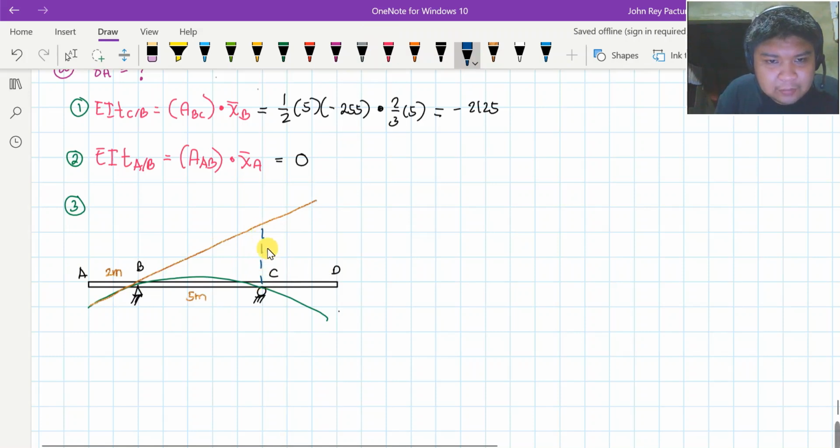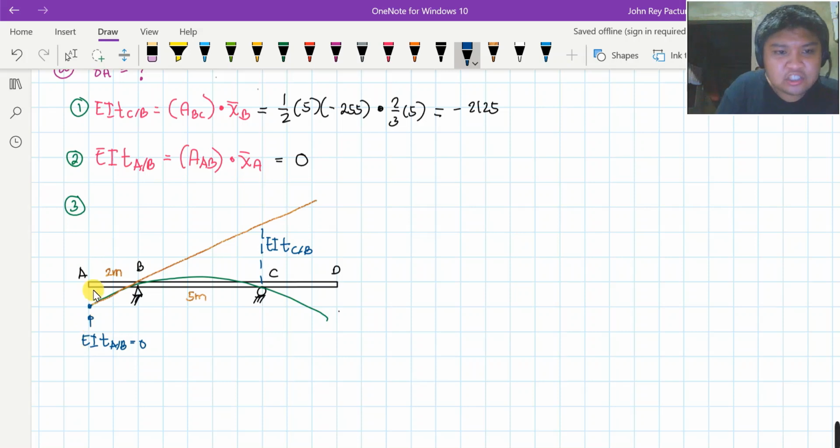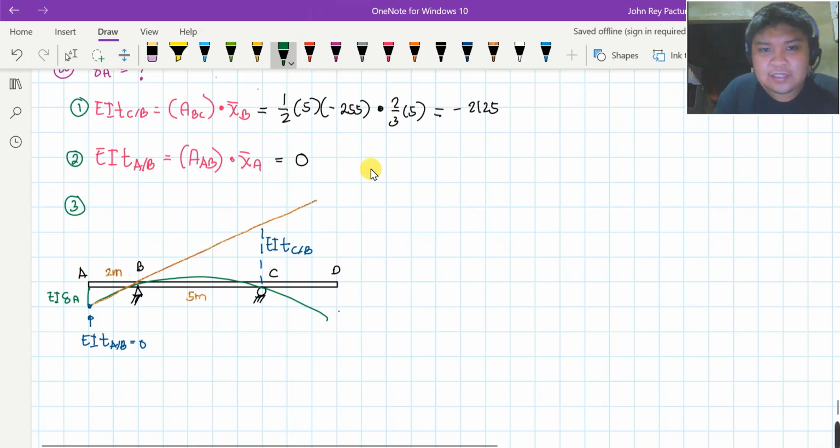So, ilalagay ko dito sa label as EI, deviation of C with respect sa B. So, lagay ko na rin dito, although 0 siya, yung EI, deviation of A with respect sa slope ng B, which is 0 siya. And lastly, itong mas kailangan natin ngayon, yung deflection. Okay? So, this is EI deflection at A. So, ito yung ire-ratio and proportion natin, class. Itong maliit na triangle, saka itong malaking triangle. So, still, the ratio and proportion is a critical part of this solution.